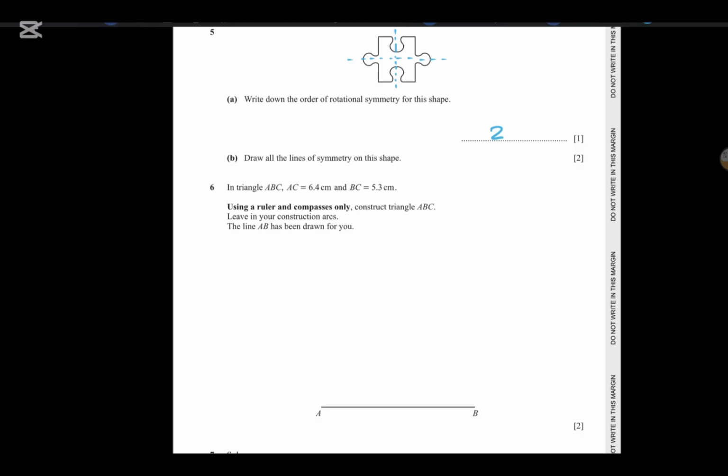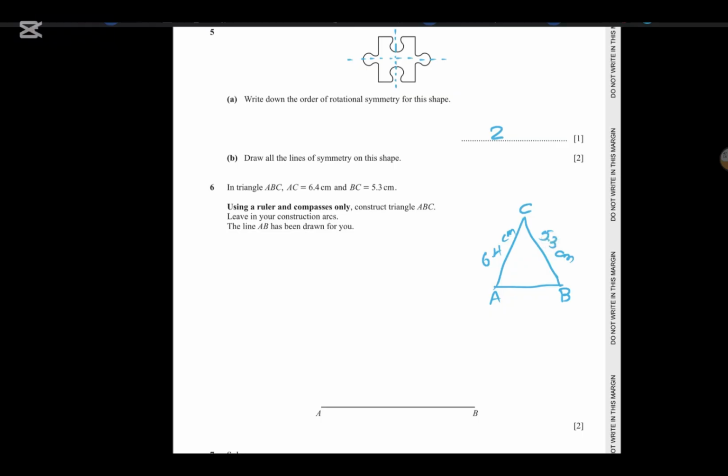So if I draw a rough diagram of triangle ABC, I will see that AB is on the base, and C is here. Now AB is already drawn for us. We have to draw AC and BC. For that we need the measurements, which are given to us. AC is 6.4 centimeters and BC is 5.3 centimeters.